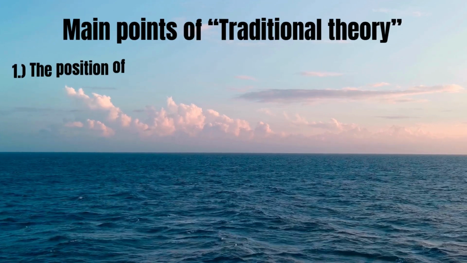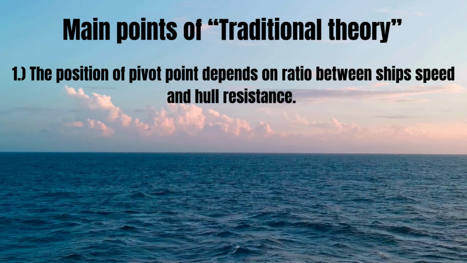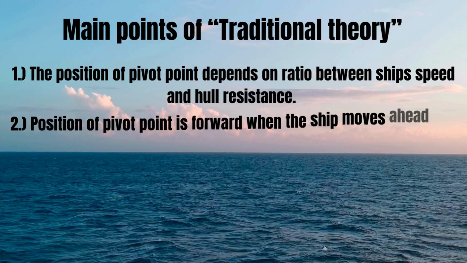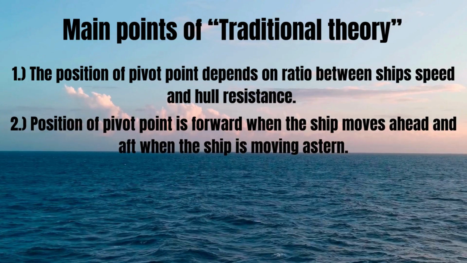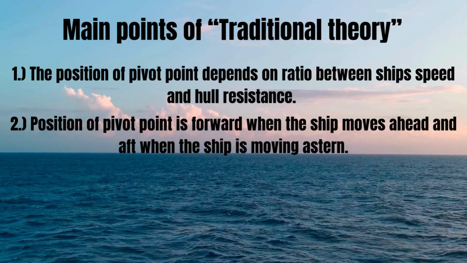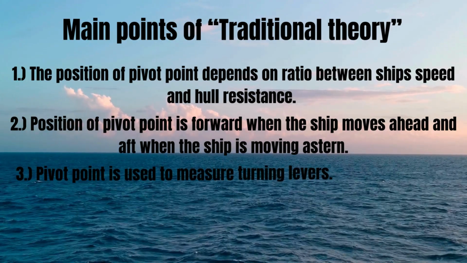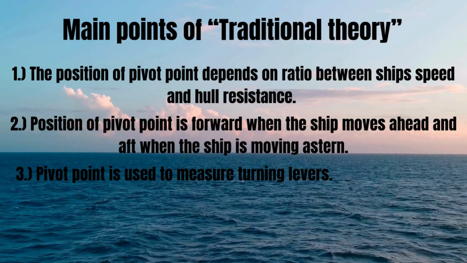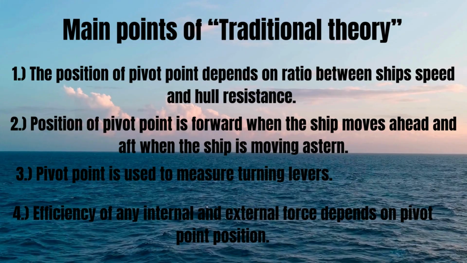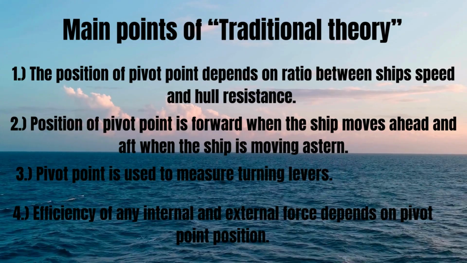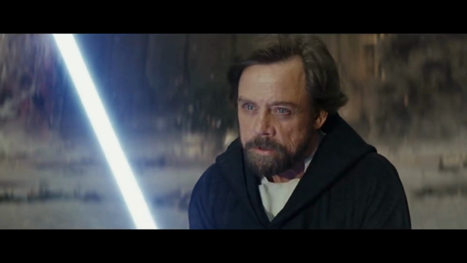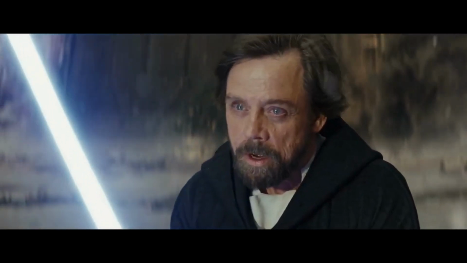Number 1. The position of pivot point depends on ratio between ship's speed and hull resistance. Number 2. Position of pivot point is forward when the ship moves ahead and aft when the ship is moving astern. Number 3. Pivot point is used to measure turning levers. Number 4. Efficiency of any internal and external force depends on pivot point position. Amazing. Every word of what you just said was wrong.